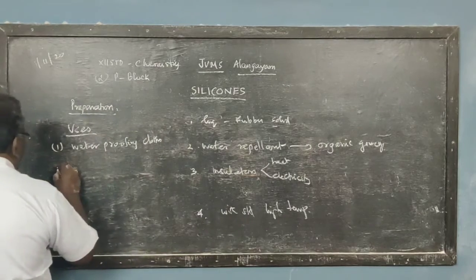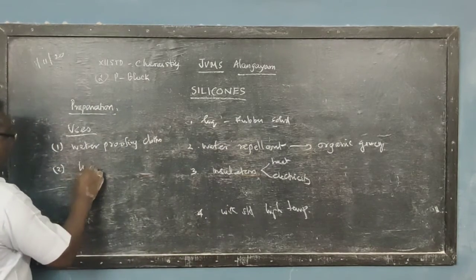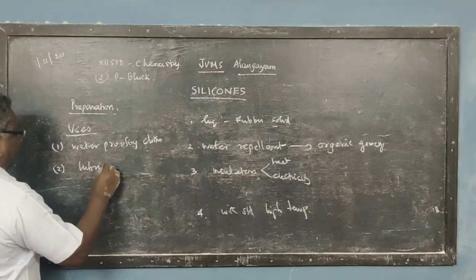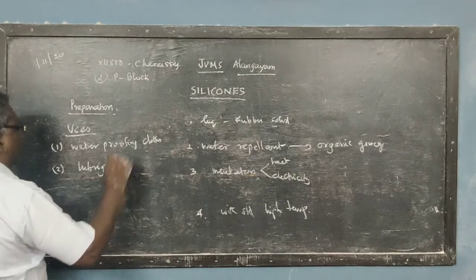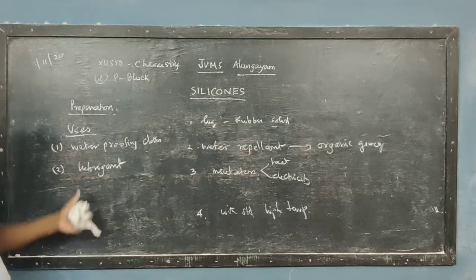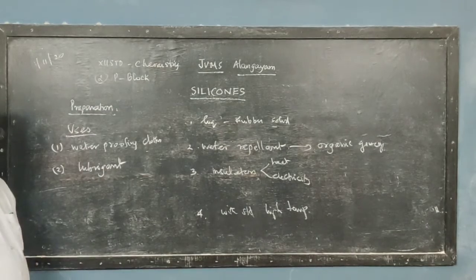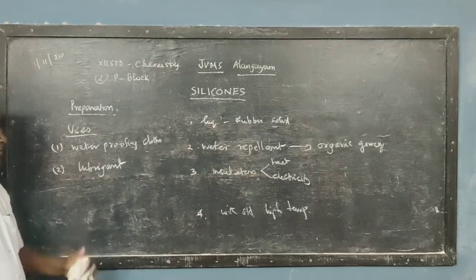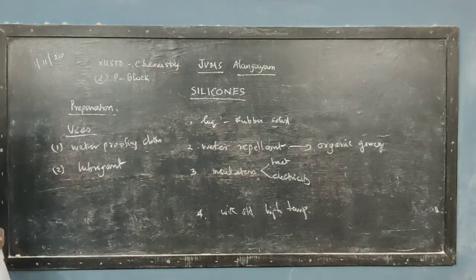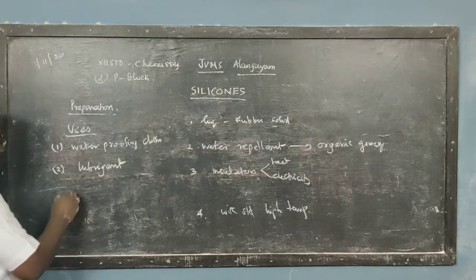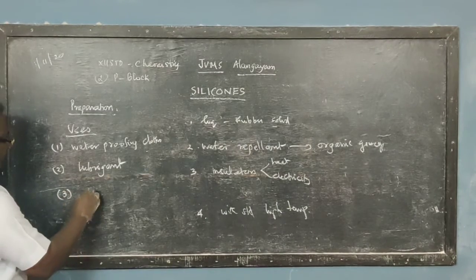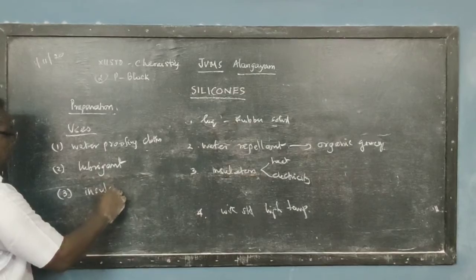And then it is used as a good lubricant to avoid friction in the engines. Lubricant is used to reduce friction. That is also like grease. And the third is they are used as insulators.